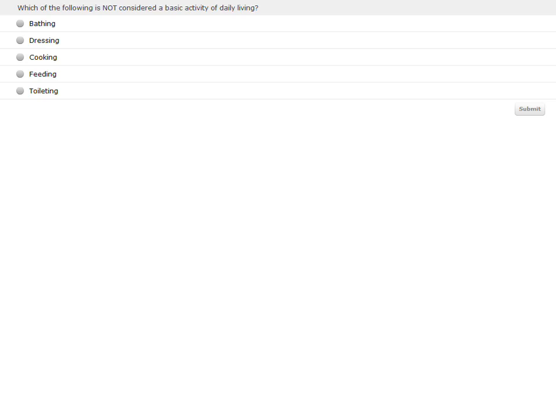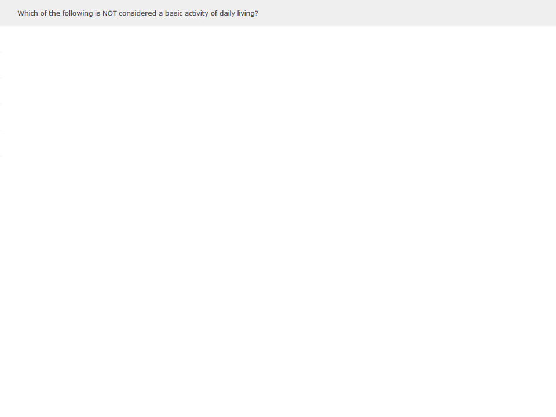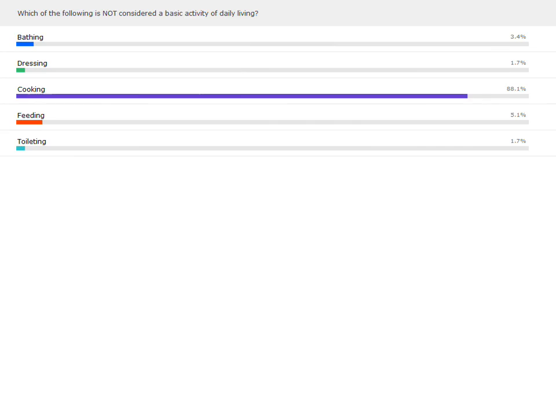Right. So the plurality of the group had the right answer. It's cooking, and as we will discuss shortly, cooking is an instrumental activity of daily living, while the other 4 items here, bathing, dressing, feeding, and toileting, are all basic activities of daily living. So we'll cover that in the next slide.